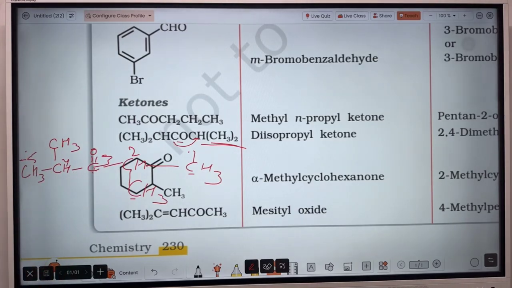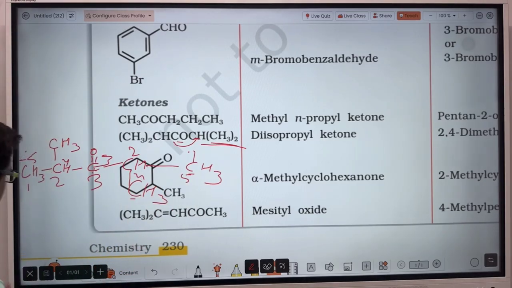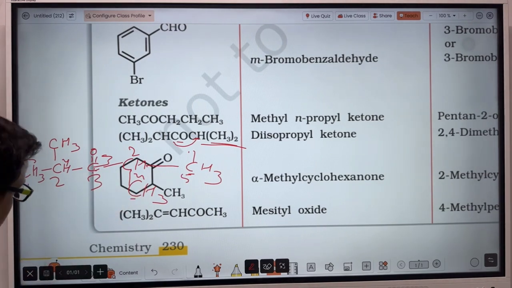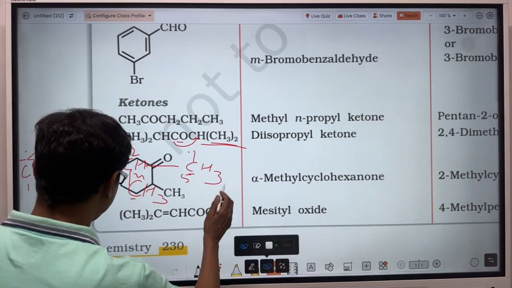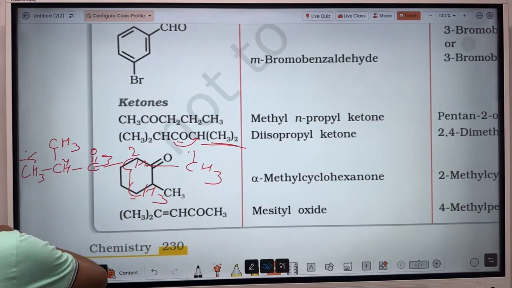So the carbonyl carbon will get third position. And when you do the numbering from the other direction, here also the carbonyl carbon will get third position. So you get the same position from both sides. In whatever manner you do the numbering, you will get the same IUPAC name.